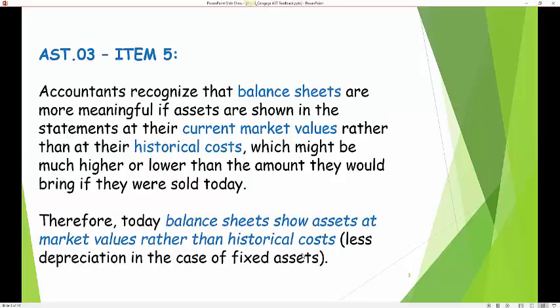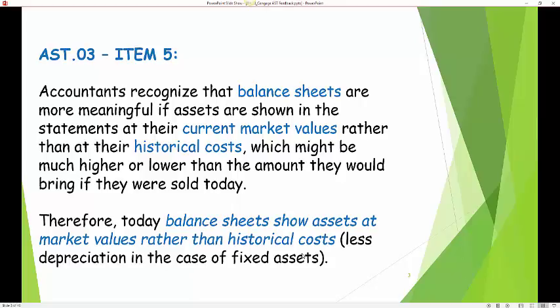Accountants recognize that balance sheets are more meaningful if assets are shown in the statements at their current market values rather than their historical costs, which might be higher or lower than the amount that they would bring if they were sold today. Therefore, today balance sheets show assets at market values rather than historical costs, which would be the cost of purchase less any depreciation in the case of fixed assets, plant, property, and equipment.